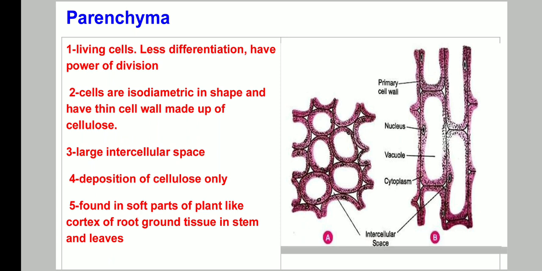Then these types of cells are present in the soft parts of plants like the cortex of root, and ground tissues in the stem and leaves. And you can see the structure also, a simple cell, and this is the type of cell you use to make as a plant cell.